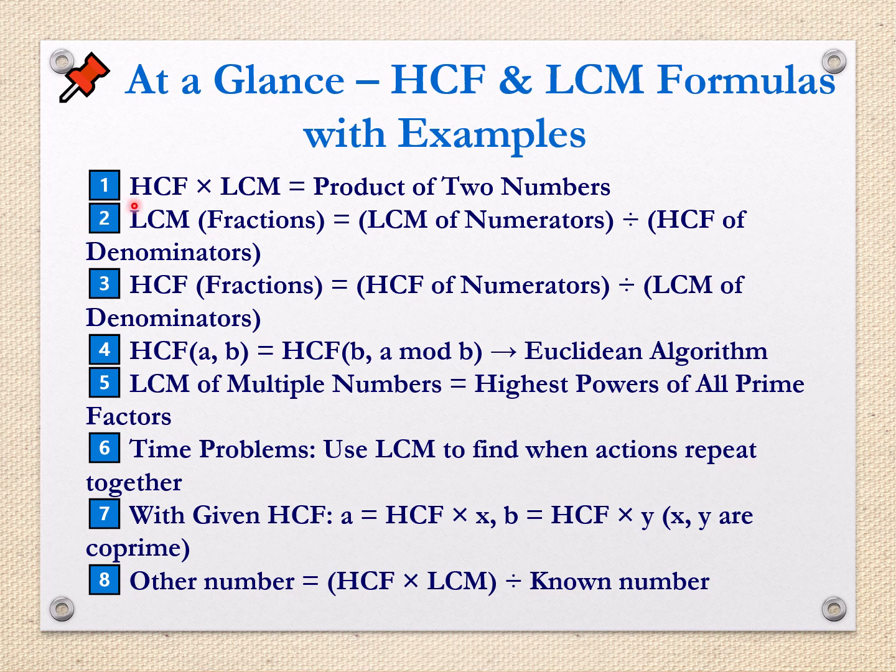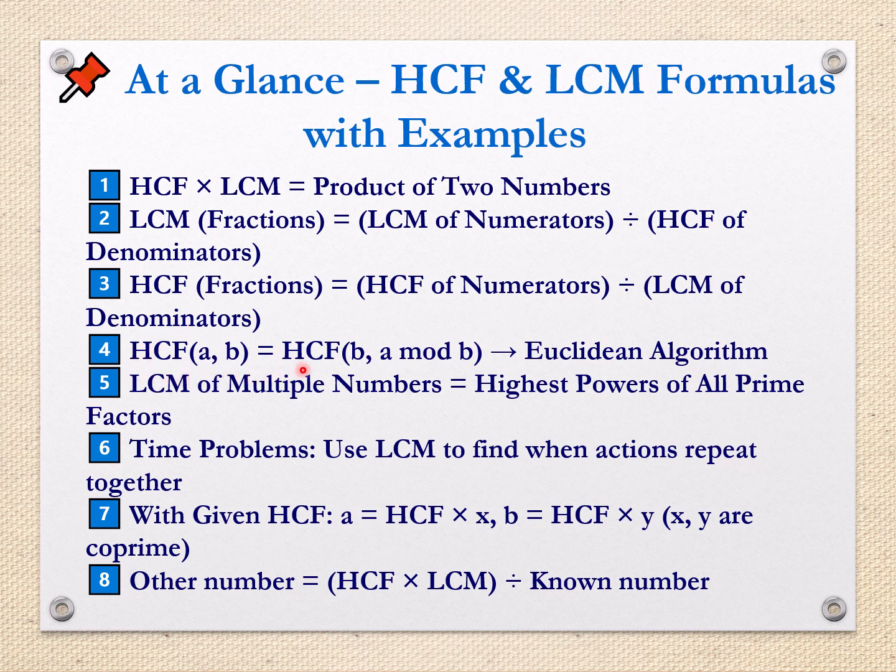Number 1, HCF multiplied by LCM is equal to the product of two numbers. Number 2, LCM of fractions is equal to LCM of numerators divided by HCF of denominators. Number 3, HCF of fractions is equal to HCF of numerators divided by LCM of denominators.